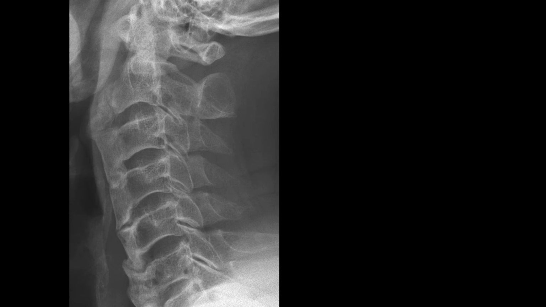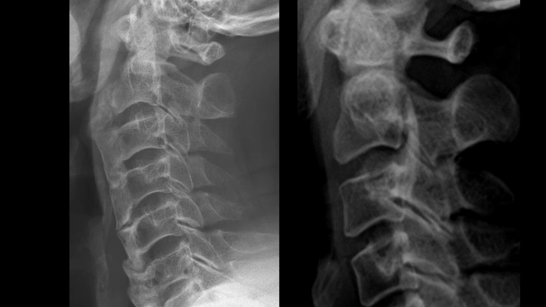As we zoom back out, you'll notice relative preservation of the intervertebral disc heights, as well as a lack of involvement of the facet articulations. These facet joints look relatively normal. And there's also no evidence of anything posterior to the vertebral bodies, such as ossification of the posterior longitudinal ligament.